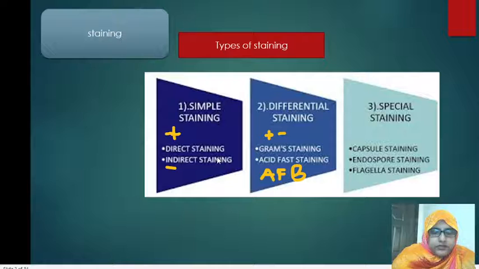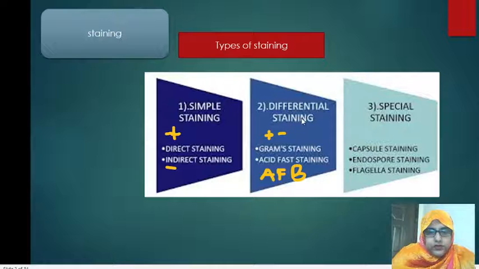Different types of dyes are used, on the basis of which the words positive and negative are assigned. For example, if an acidic dye is used, then that staining is indirect staining, and if a basic dye is used, the staining is positive staining.